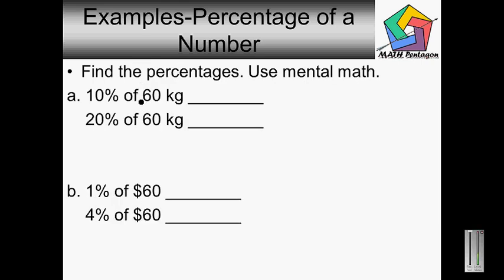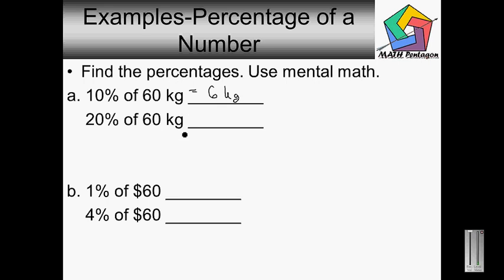Okay, here we want to find the percentages, and we're going to use mental math. So we have 10% of 60 kilograms. I have 10% of 60 kilograms, so I'm going to divide by 10 in order to get my answer. So I'm going to do 60 divided by 10, and that's going to give me 6 kilograms.